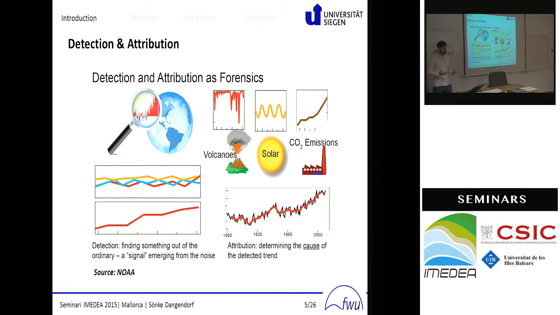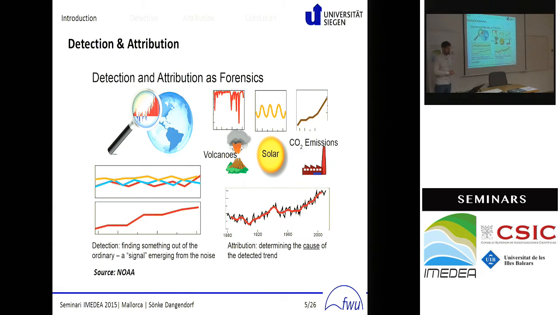The attribution part is then to determine the cause of the observed change. And this is typically done with climate models. And this is a very nice example of how climate models can be used in a very useful manner. Climate models provide the possibility to look into the different forcings.